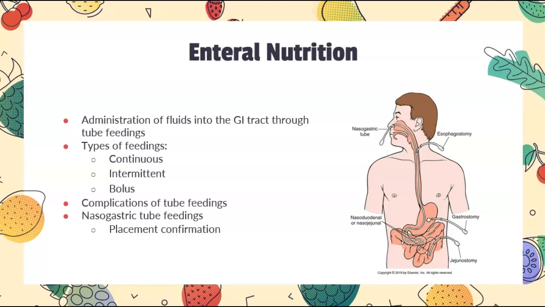The next reliable is by aspirating gastric contents and testing the pH. And finally, the oscillatory method, which is when you connect a syringe and push air into the tube and listen at the same time with your stethoscope over the stomach for a swooshing sound.